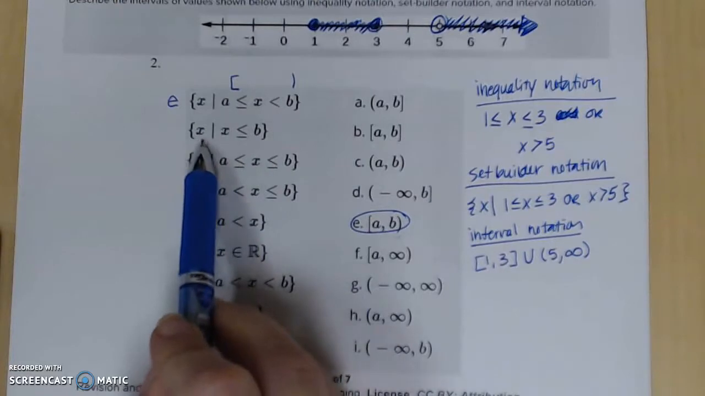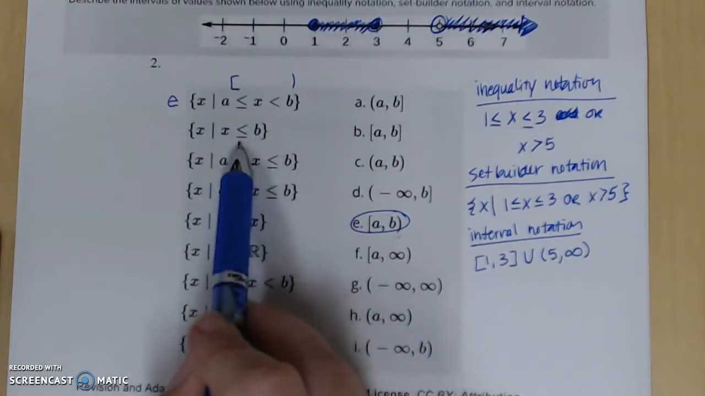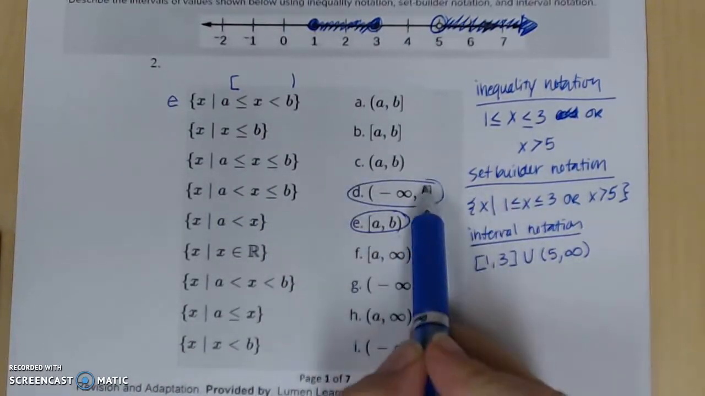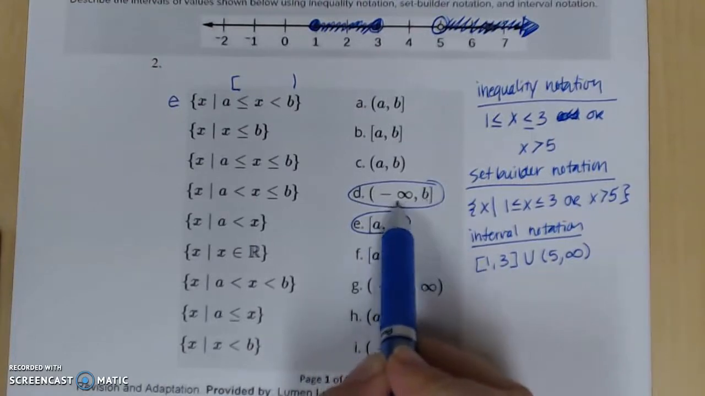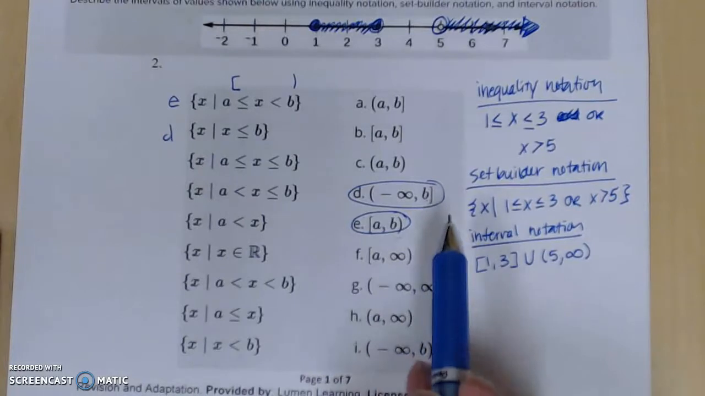Next, I want to look at x such that x is less than or equal to b. So all my numbers are going to be less than b, but could be equal to. So this would be letter D. Notice it would be equal to b and going off to negative infinity. So D would be the best answer for the second one.